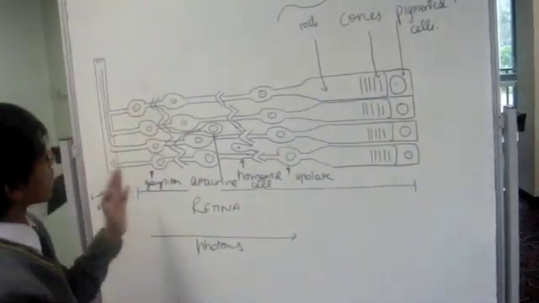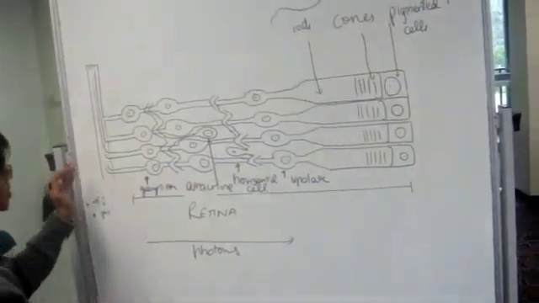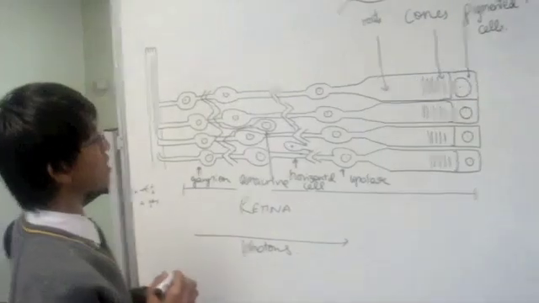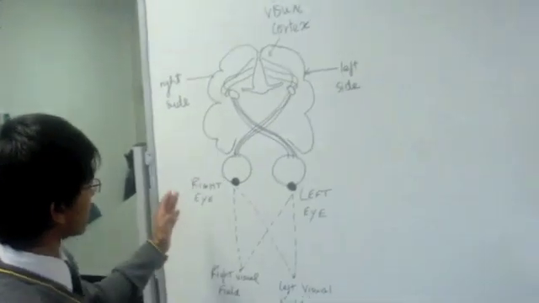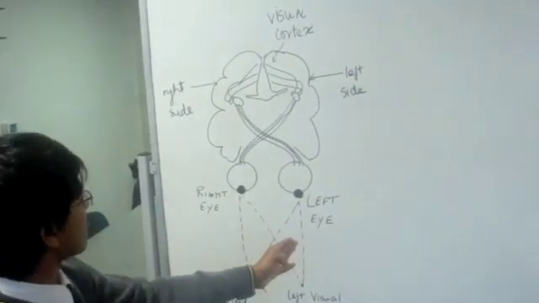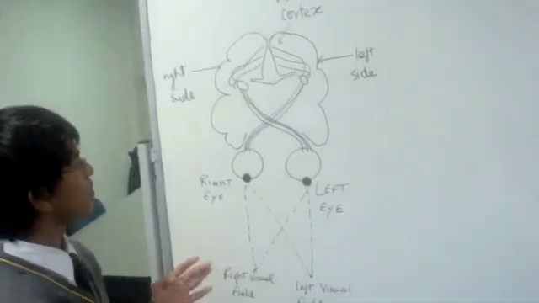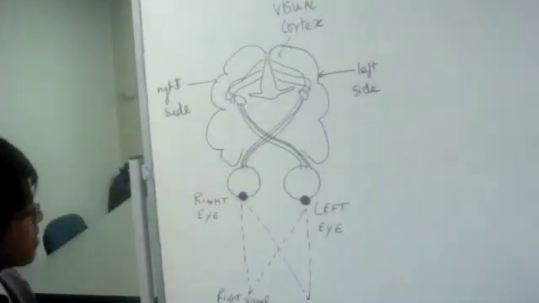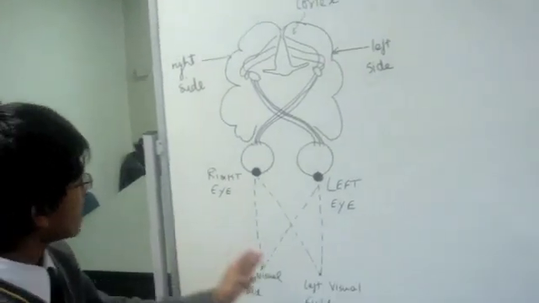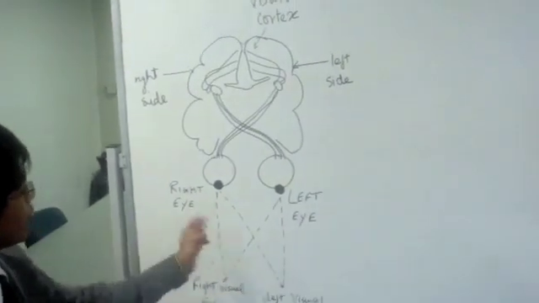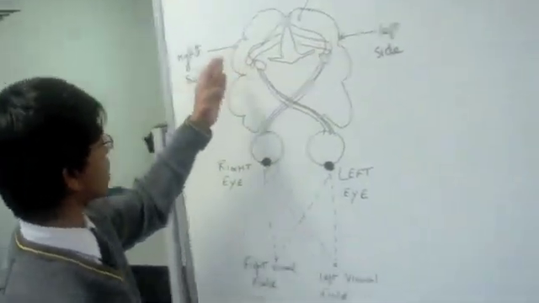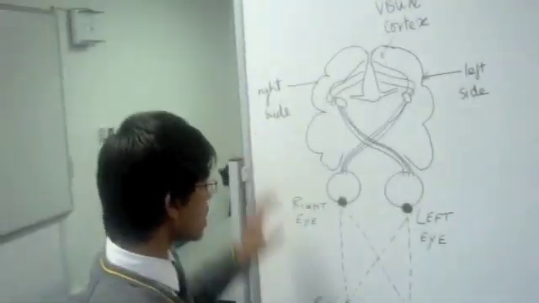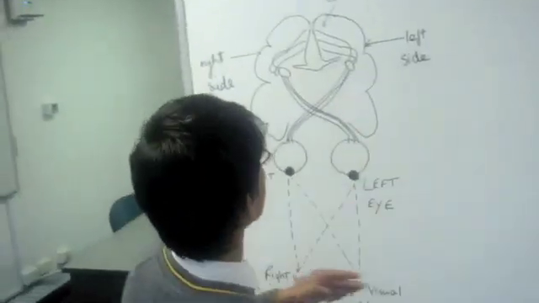At this point, the light energy is transferred into an electrical impulse, and then travels to the occipital lobe in the brain. The image that is seen by the right eye and the image that is seen by the left eye both travel to the occipital lobe in the brain. Now, the image from the left visual field of both the eyes is then taken to the right side of the brain. This is the cerebral hemisphere, and from the right visual field to the left side.